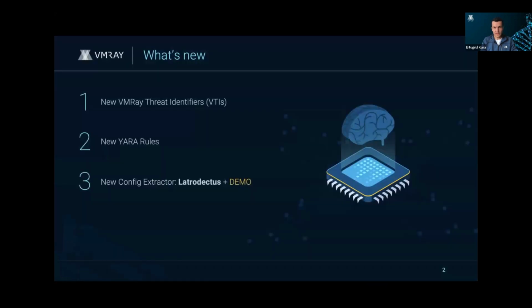Together with Patrick, here is what we will be covering in our short 30 minutes today. We are here to talk about what's new in our VTIs, the VMRay Threat Identifiers, as you probably know the acronym. Some fresh YARA rules we have added recently, and of course a cool demo on extracting malware configurations for the Latrodectus loader. Feel free to type in any questions as we go. We will make sure to cover them all at the end.